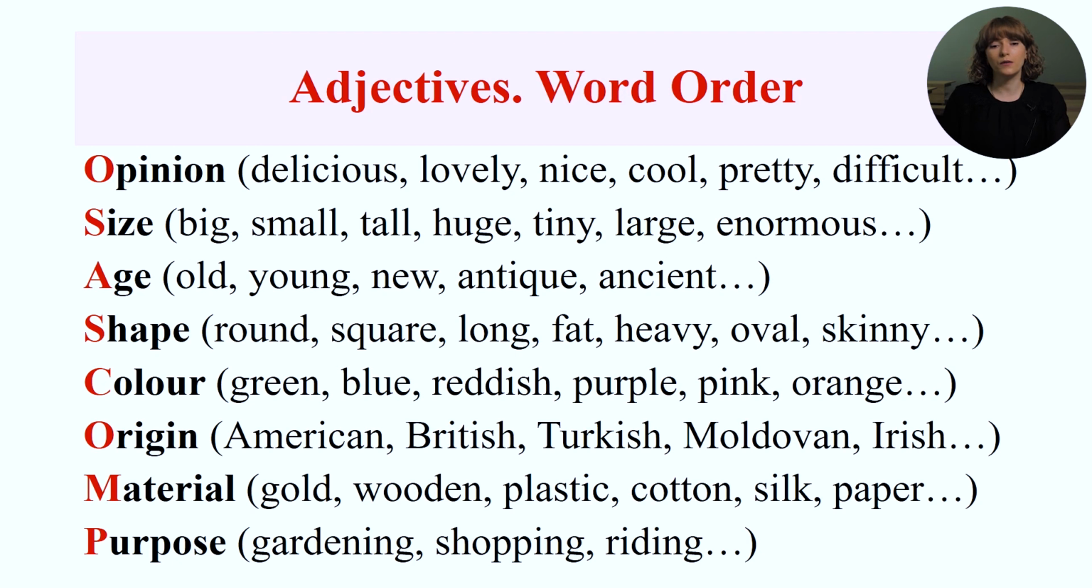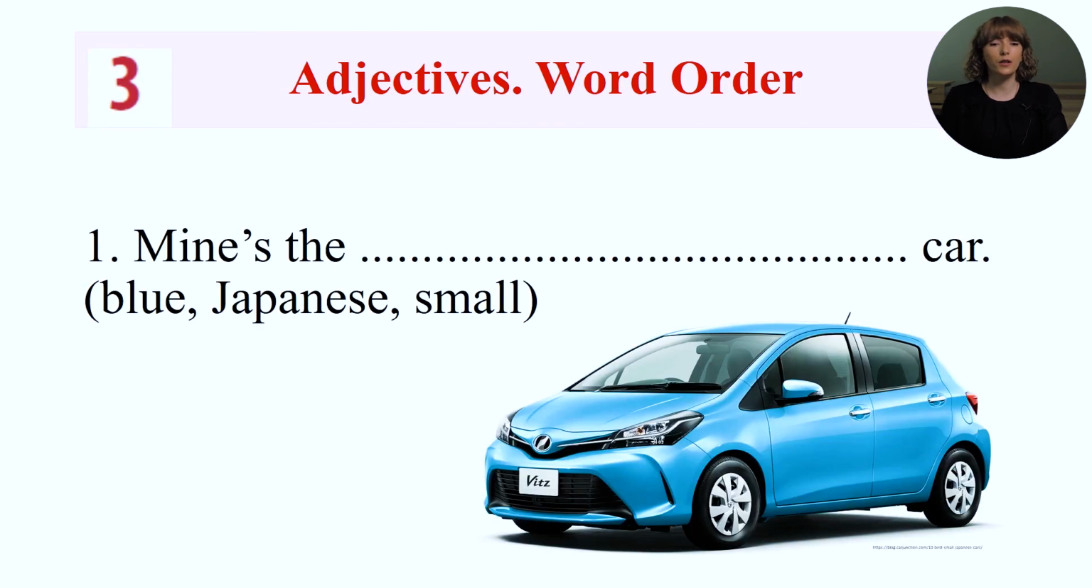Many of these adjectives end in ing, but not always. Some examples of adjectives referring to purpose are gardening, as in gardening gloves, shopping, as in shopping bags, riding, as in riding boots. Now let's put the theory into practice. Put the adjectives in parentheses in these sentences in the most appropriate order.